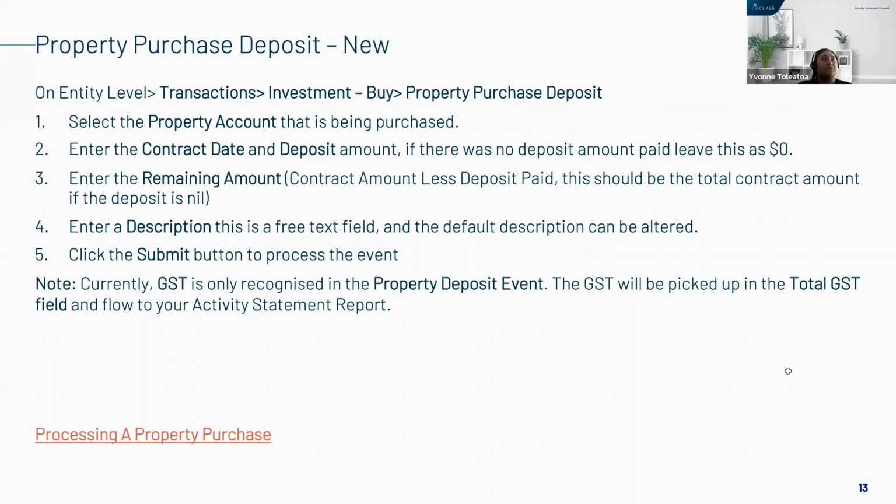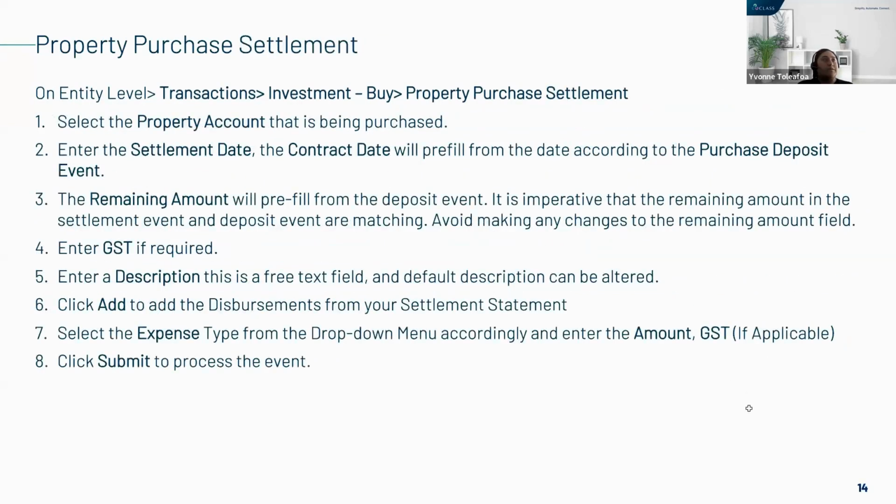So in here, I've just included the summary of the steps of processing those events. We've got the property purchase deposit. So you want to go to transactions, investment buy, and process your deposit event. In here, I've also included the steps for our property purchase settlement event. So you want to go to transactions, investment buy as well, and process the purchase settlement.